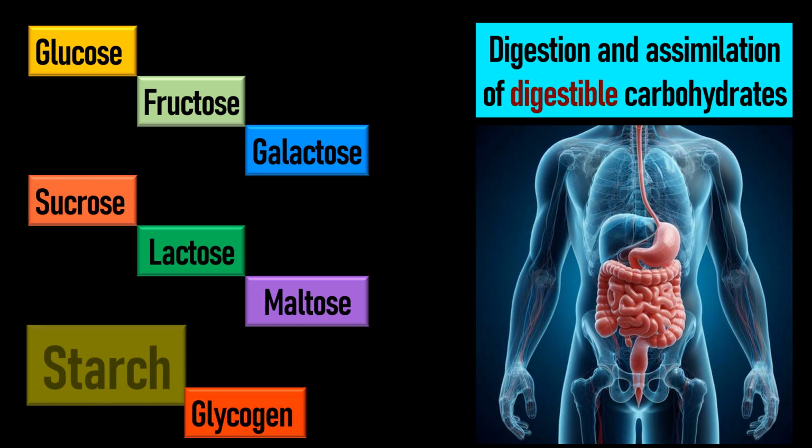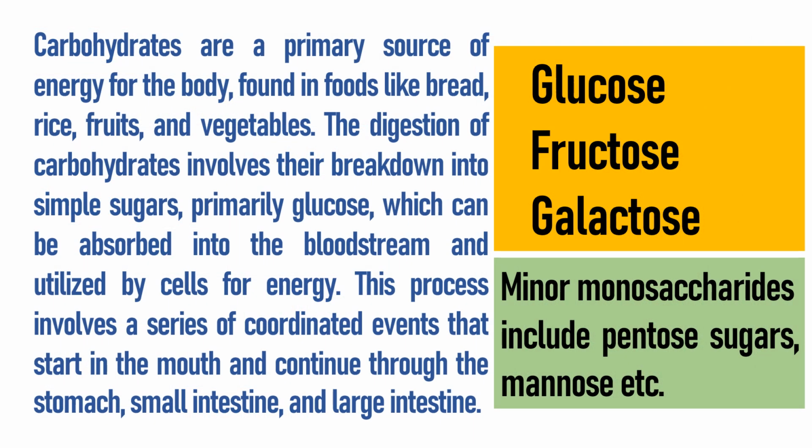The glucose that enters our system comes mainly from hydrolysis of starch. And those who aren't too fond of sweets have very little amount of sucrose going into their system. Carbohydrates are a primary source of energy for the body, found in foods like bread, rice, fruits, and vegetables.